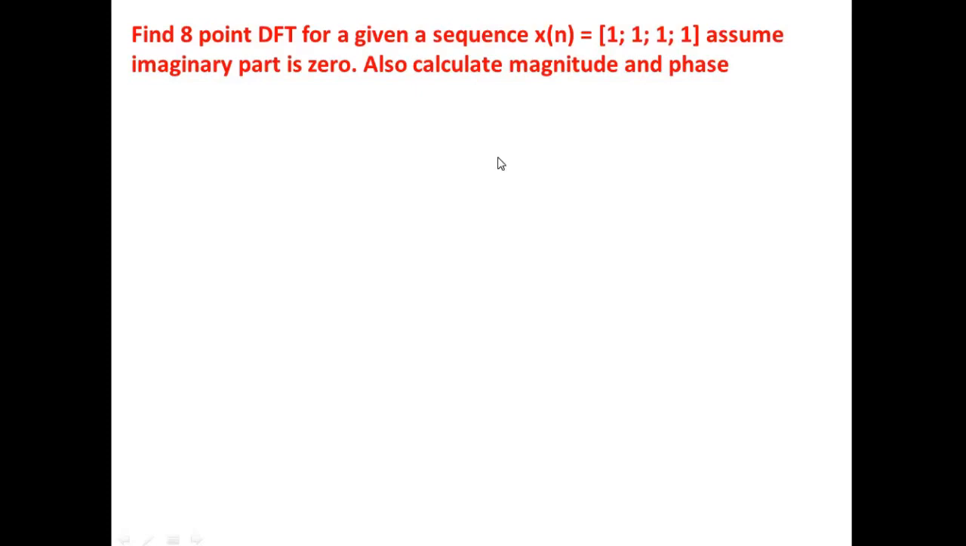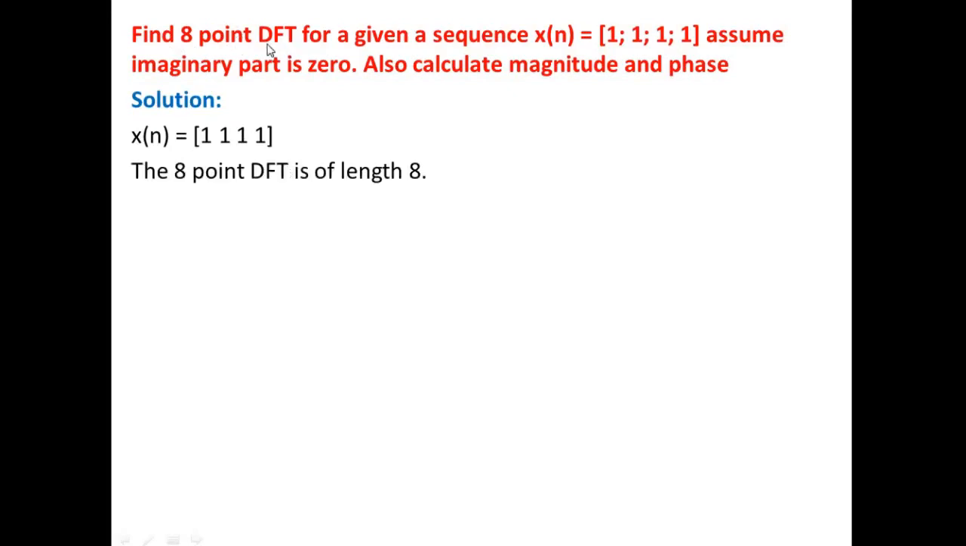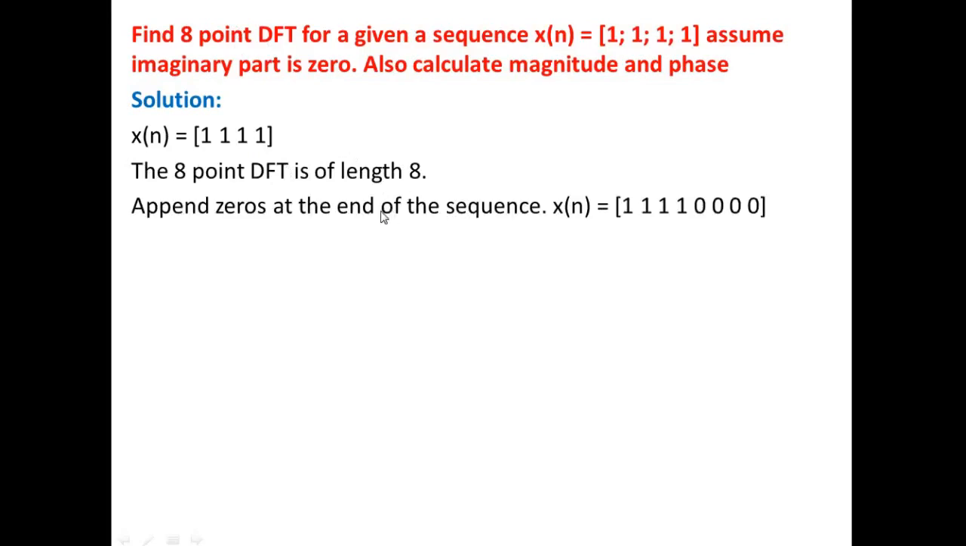That means we are going to add extra zeros in order to match with the output length. Here the given sequence has only 4 values, but the DFT length is 8. So in order to match this length, we are going to append zeros at the end of the sequence.